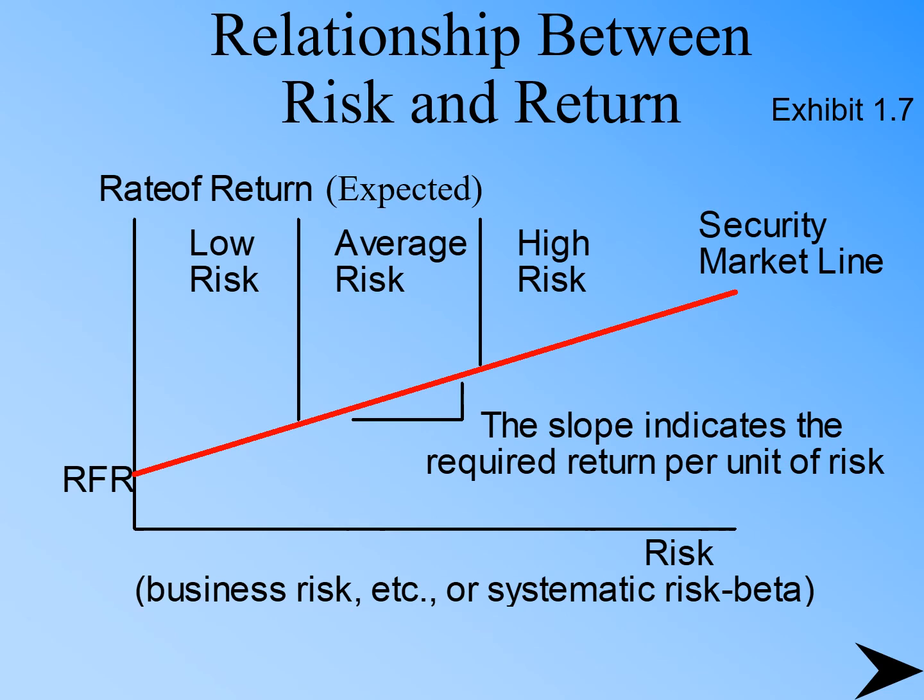Relationship between risk and return. Here you can see that we have drawn risk on the x-axis and rate of return on the y-axis. RFR represents risk-free return. The slope indicates the required return per unit of risk. And there are three different levels of risk drawn on the security market line: low risk, average risk, and high risk.